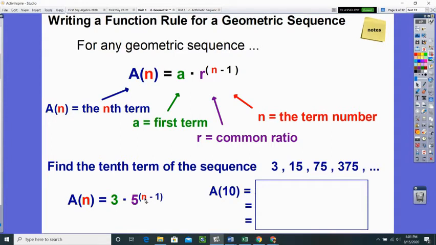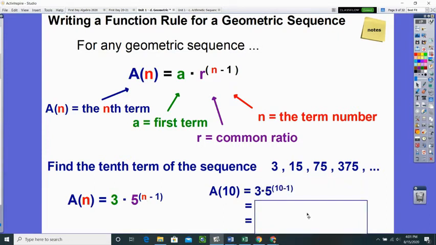So I want to make sure that you are doing your calculator correct. Can you please pause the video and find the 10th term of this geometric sequence? Okay, so let's see. When you do this kind of work, what we want to see first is you doing the substitution. Don't go right to the calculator. Show me what you're substituting in.